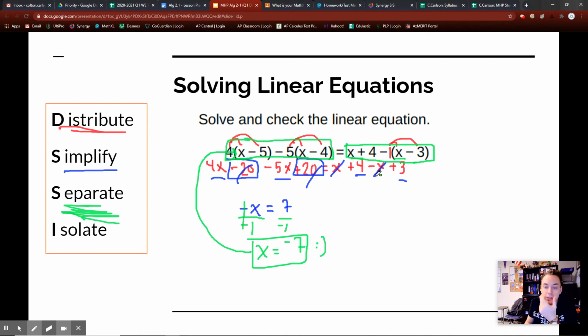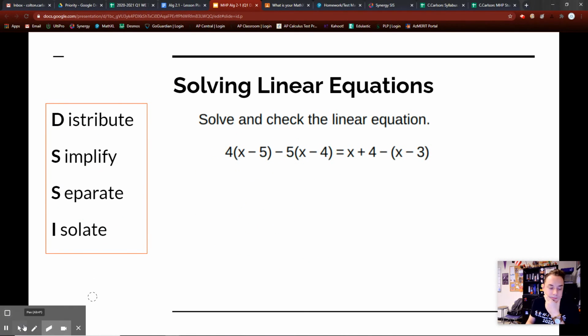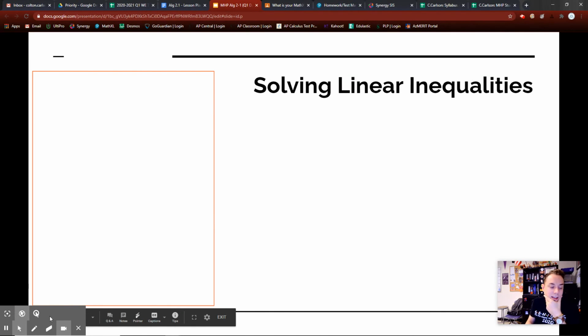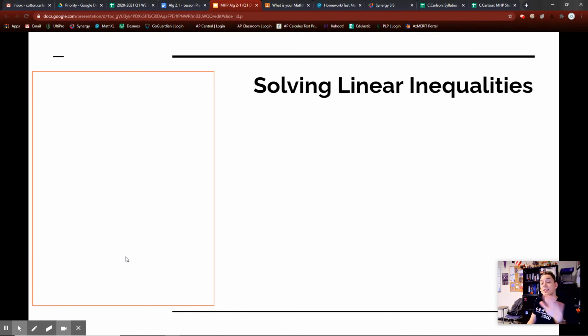However, you don't need to technically check. If you did your algebra correctly, you're solid. All right, let's erase. So that's it technically for linear equations. Now we're going to transition into linear inequalities.